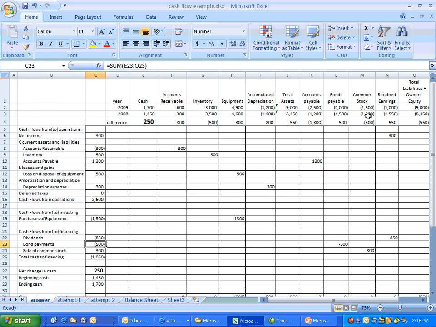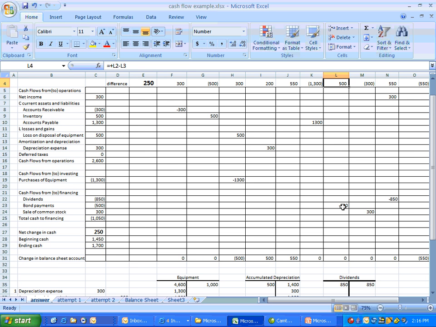We simplified the bonds payable section. We started off with a beginning balance of $4,500, end of the year balance is $4,000. $500 decrease. That is a use of cash because we paid off some bonds. So that is in the financing section.